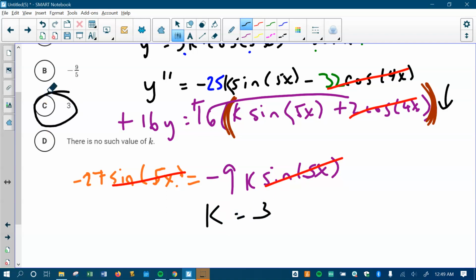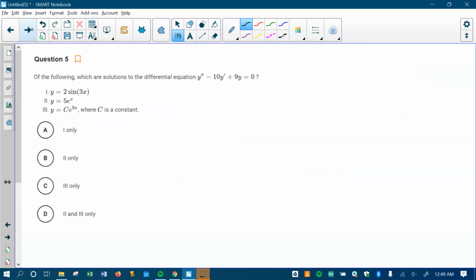Okay. And then for the final one, which of the following are solutions to the differential equation y double prime? All right, well, let's see what we got here. I think we just have to do each one, so let's do the first one in black. Y double prime is, let's see, y prime is 6 cosine of 3x. The reason it's 6 cosine is because you had to multiply the 2 and the 3 for the chain rule, and derivative of sine is cosine.